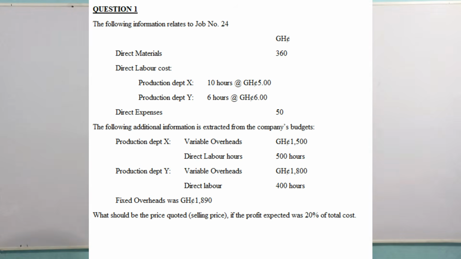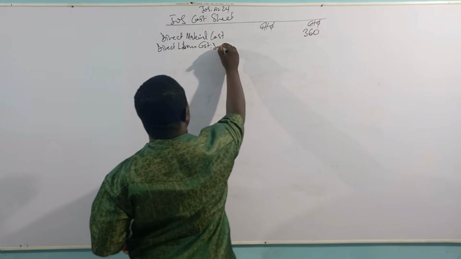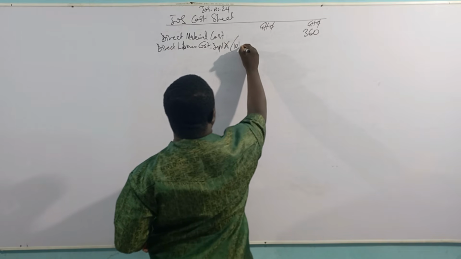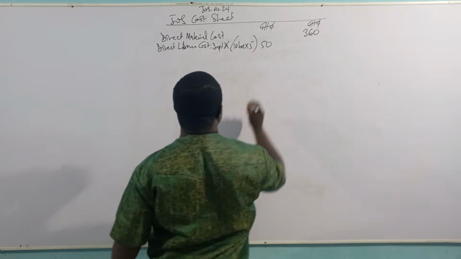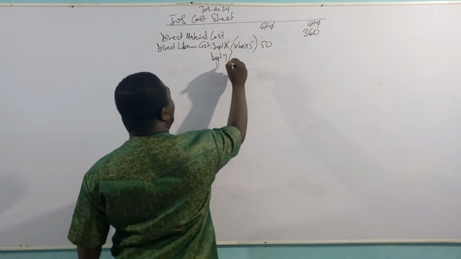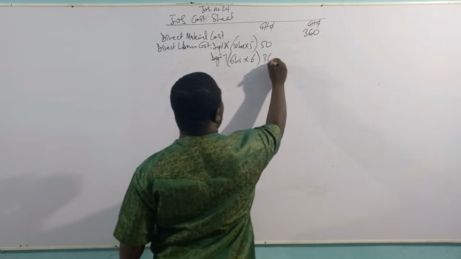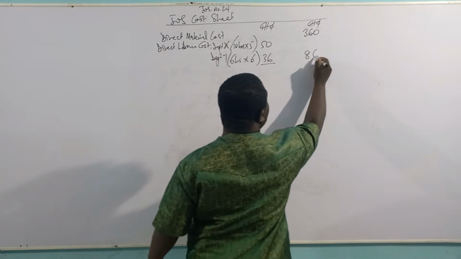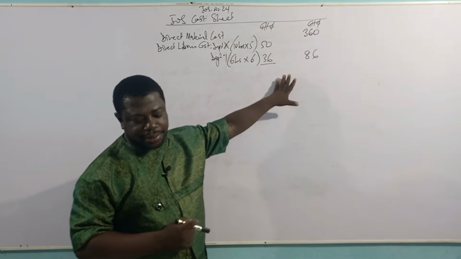And then the production department Y is 6 hours to be used at a rate of 6 cedis. And so for department X, we are going to say 10 hours times 5 cedis, and that's going to give us 50. And then for department Y it is 6 hours times 6 cedis. That is going to give us 36. And therefore, when we combine 50 and 36, we are going to have 86 as the total direct labor cost for the job. So this is how it's going to be done.